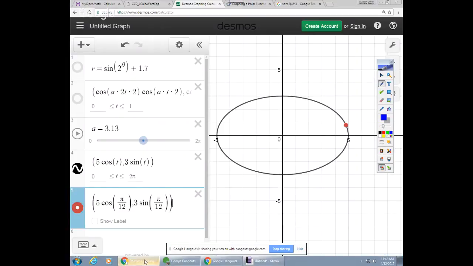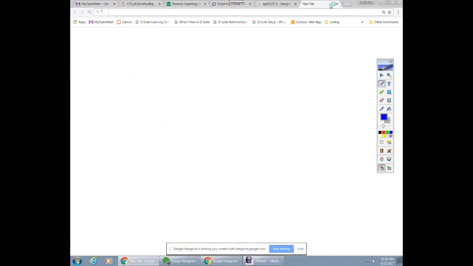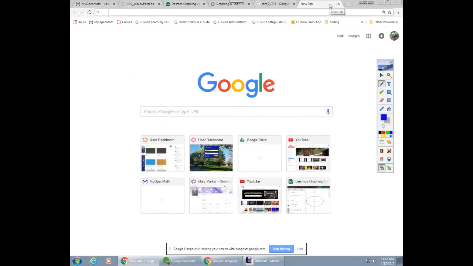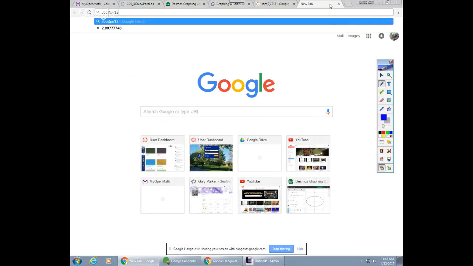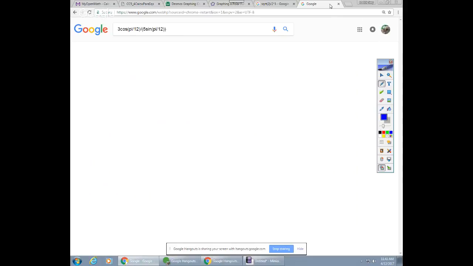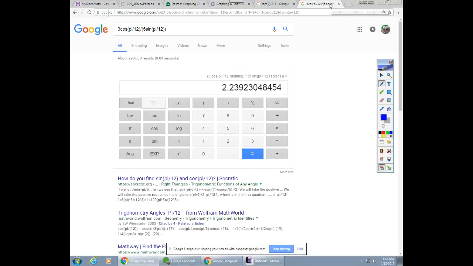So let's whip out my Google calculator. Let's see, the 3 was in the top, right? So it's 3 cosine of pi over 12, divided by 5 sine of pi over 12. And Google says it's about 2.2-ish.